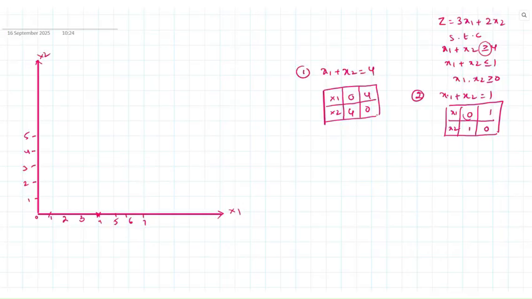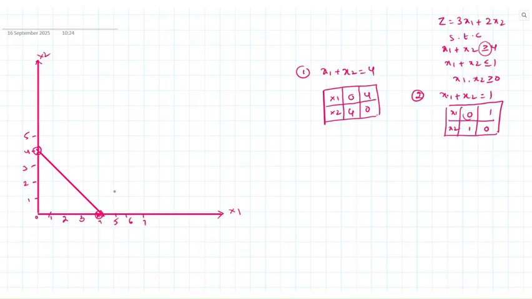Students, coming to this graph, we just took the coordinates for both the equations. x1 plus x2 equal to 4 is the first equation. When x1 is 0, x2 was 4, and when x2 is 0, x1 value was 4. So I will represent the first one: when x1 is 0, x2 is 4, and similarly the second one, when x2 is 0, x1 value is 4. Next I will join these two. So we did it for the first equation.